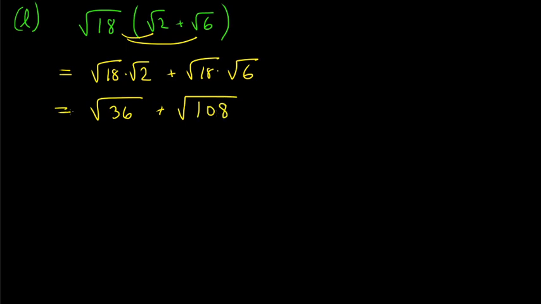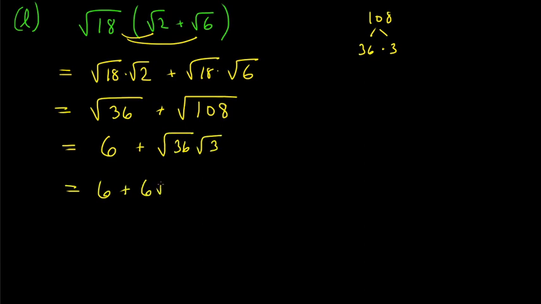And of course, these don't look like radicals, but the square root of 36 should be very familiar. It's just 6. And the 108, what's a good way to split that up? Well, it turns out to be 36 times 3. So this is going to be the square root of 36 times the square root of 3. And again, the square root of 36 is 6. So 6 plus 6 square root of 3.